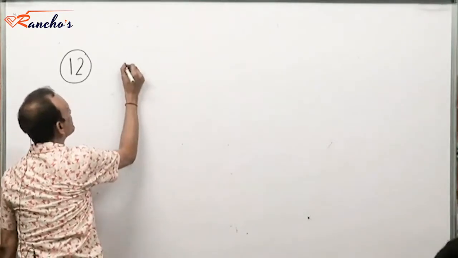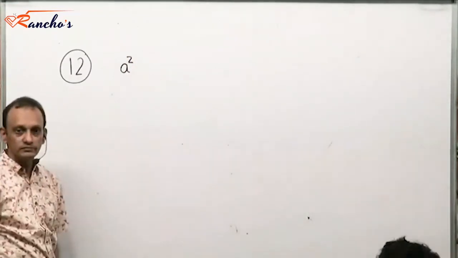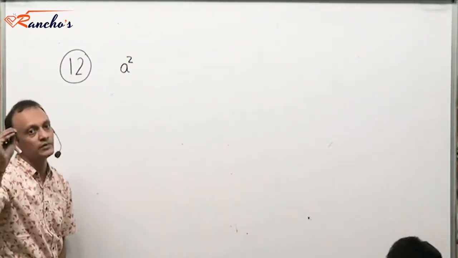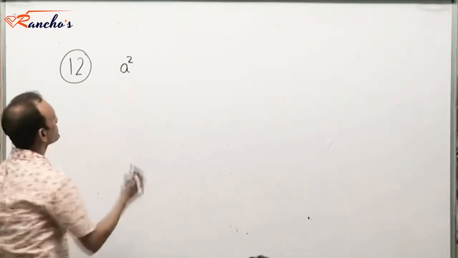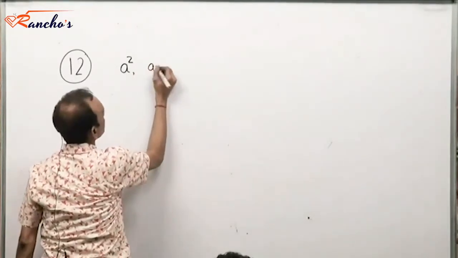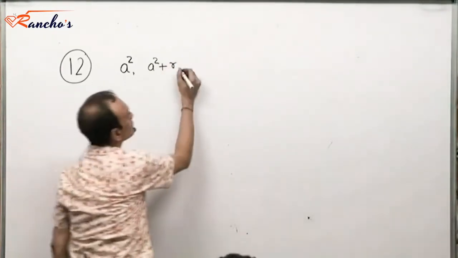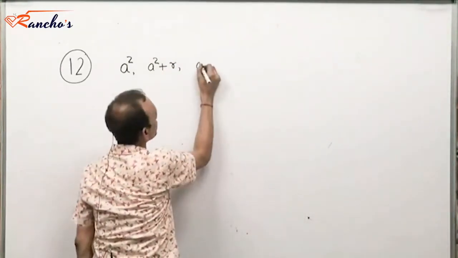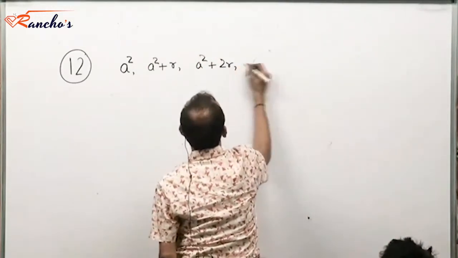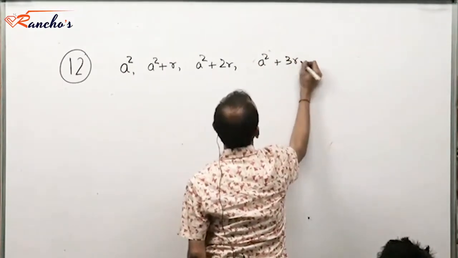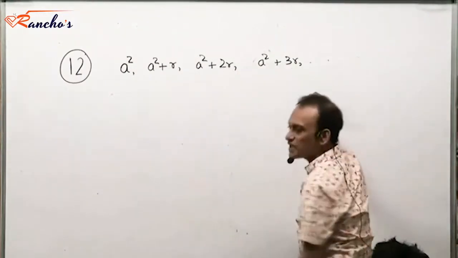Now, say I can start looking at the sequence from the term from where it becomes a perfect square. Call that the first term. How does it matter? Then the term after this would be a squared plus r, where r is the common difference. Then a squared plus 2r, a squared plus 3r. See, there is like 1, 2, 3. All integers are appearing here.